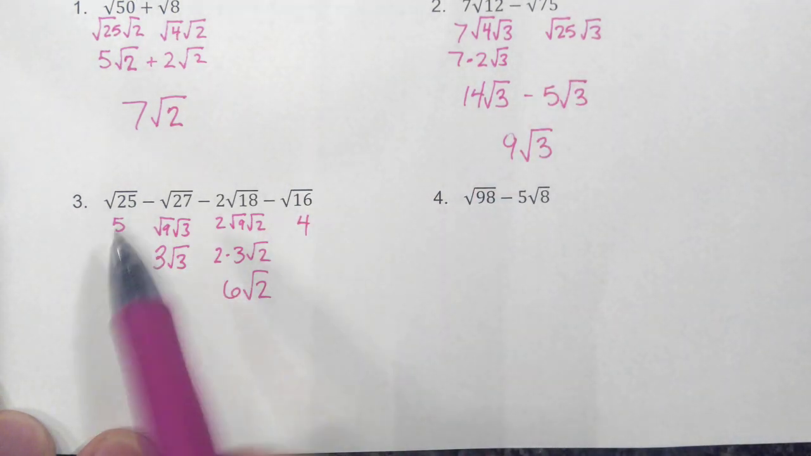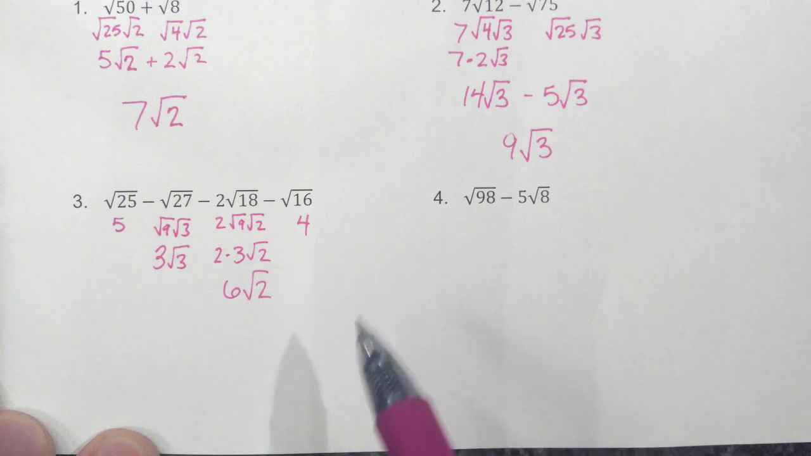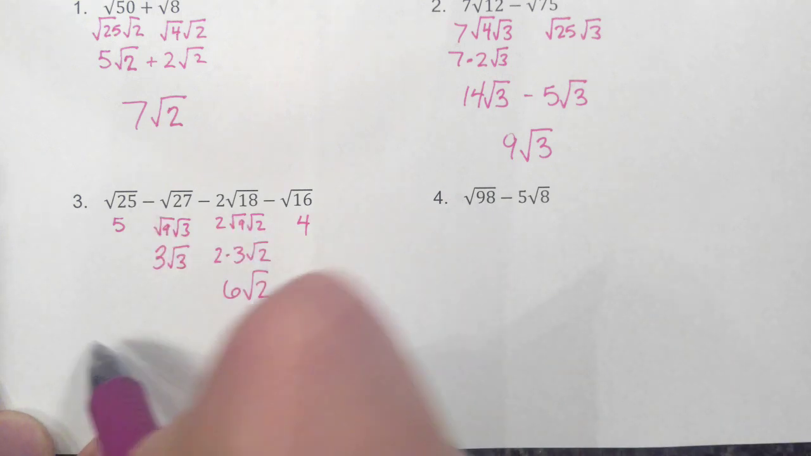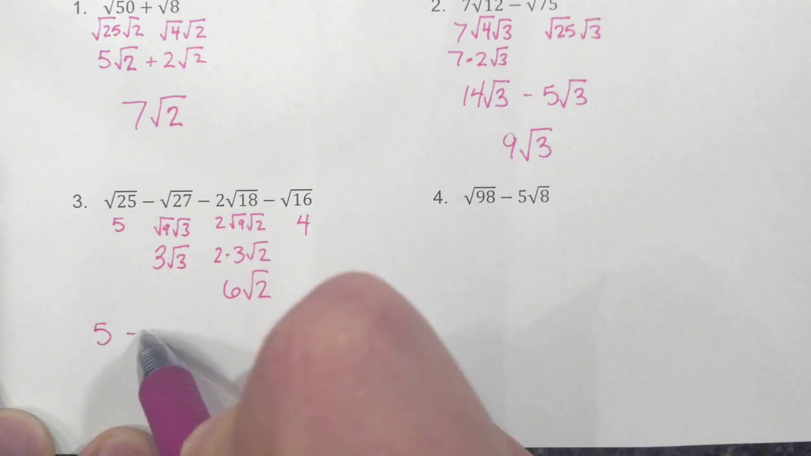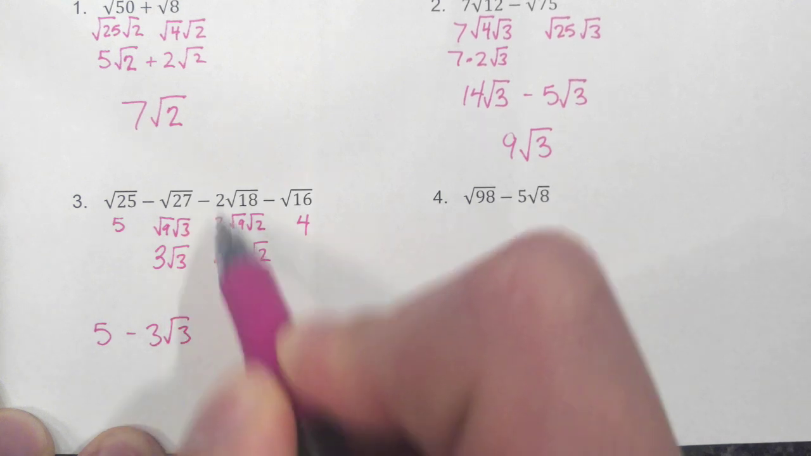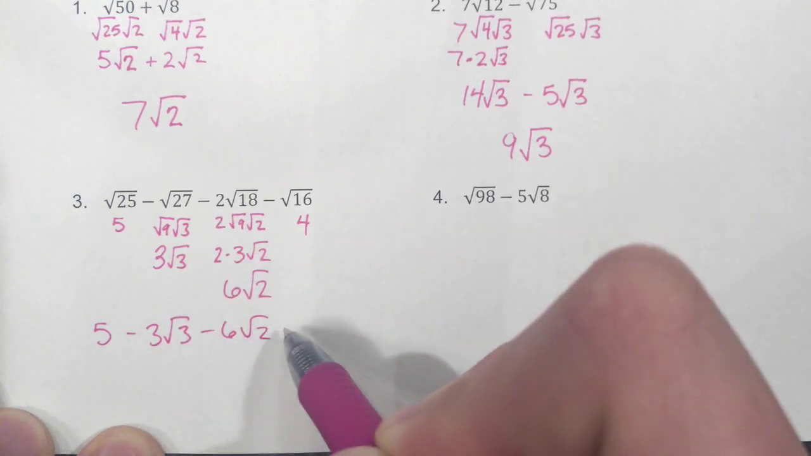All right, so I've done all this work. I've simplified everything. Now I'm just going to rewrite it all with my minus signs in between. So I've got 5 minus 3 square roots of 3 minus 6 square roots of 2 minus 4.